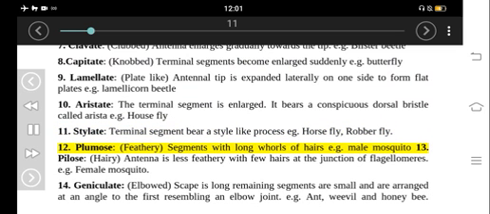13. Plumose. Feathery segments with long whorls of hairs, e.g., male mosquito. 14. Pilose. Hairy antenna is less feathery with few hairs at the junction of flagellomeres, e.g., female mosquito. 15. Geniculate. Elbowed, scape is long, remaining segments are small and are arranged at an angle to the first, resembling an elbow joint, e.g., ant, weevil and honeybee.